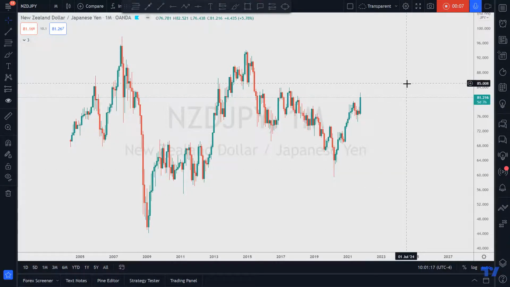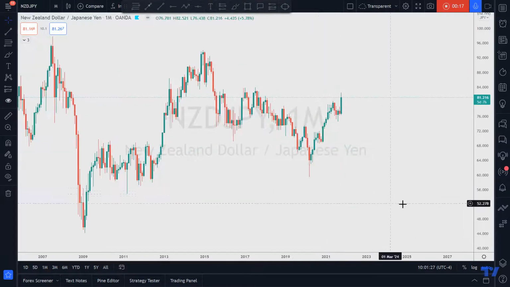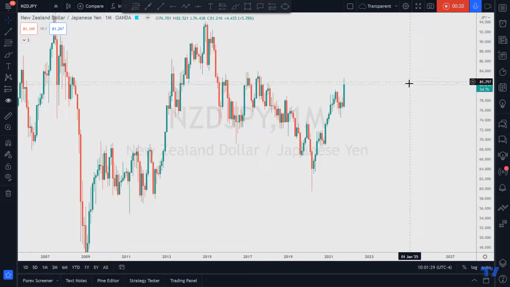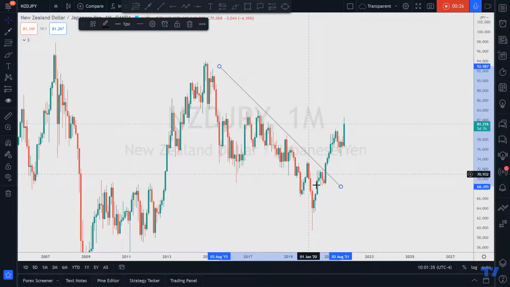Let's give the breakdown on the situation that we see with New Zealand dollar, Japanese yen. All right, let's start from the monthly. What do we see? We see that price has broken a downtrend to the upside, and that's cool. That's always cool to see.